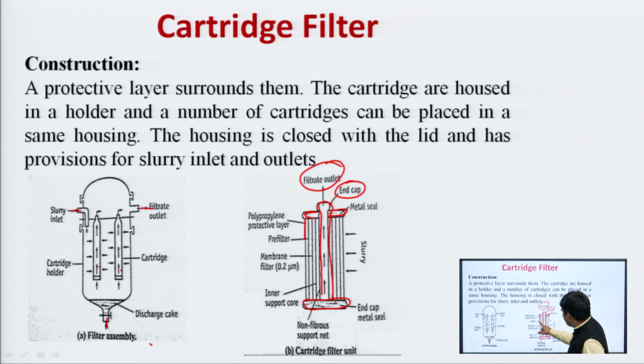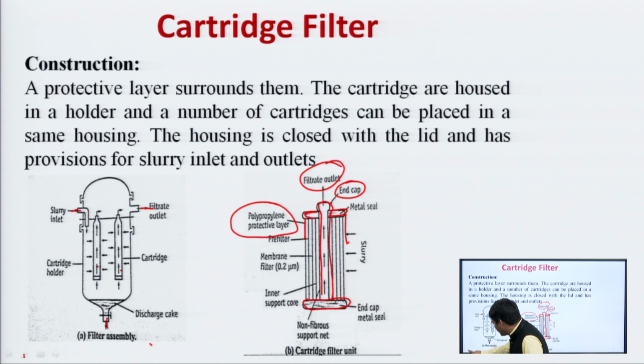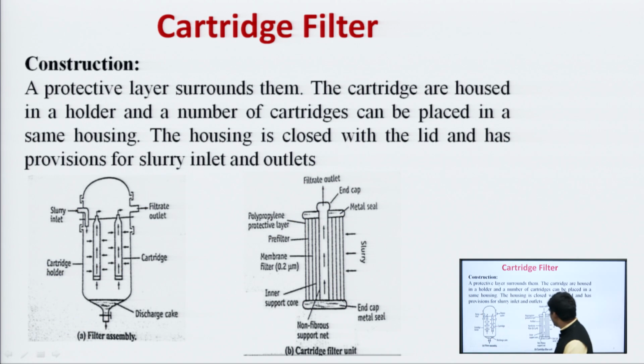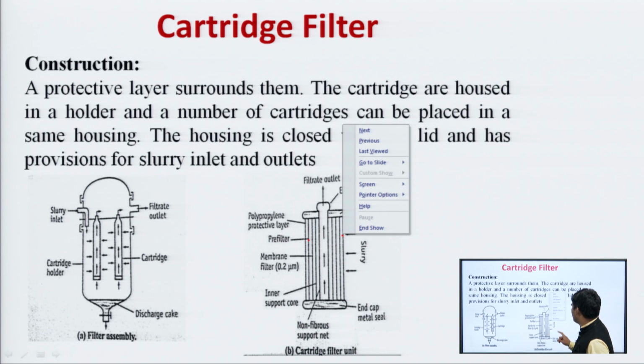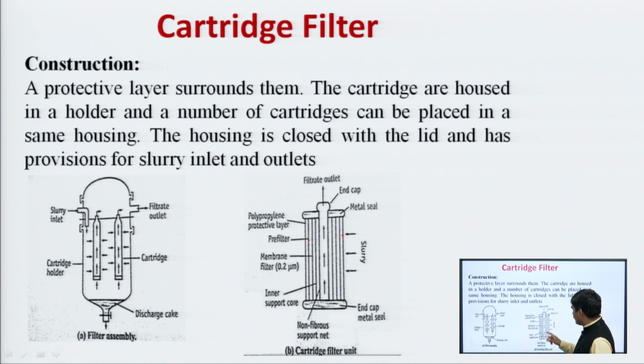This outer layer consists of a polypropylene protective layer. Beneath this polypropylene protective layer, another layer is there, that is called the pre-filter. And after the pre-filter, membrane filters of 0.2 micrometer are attached.